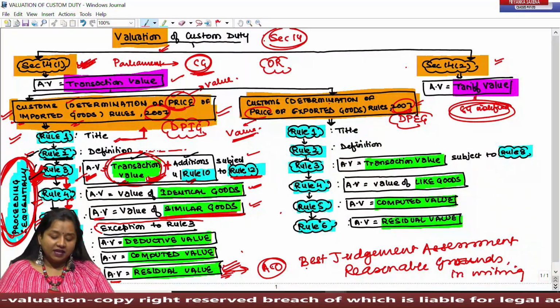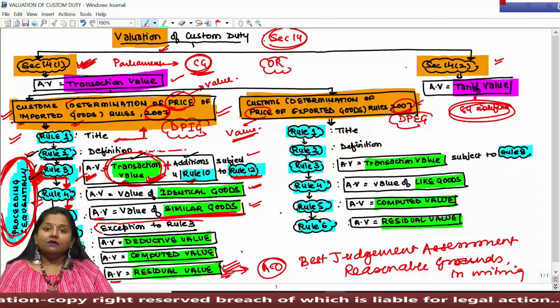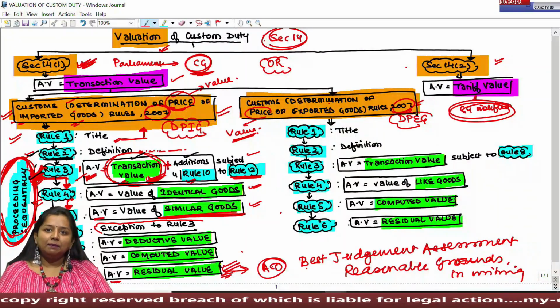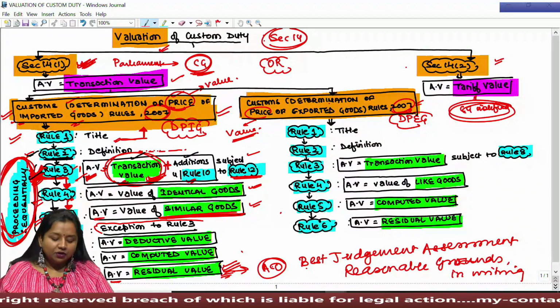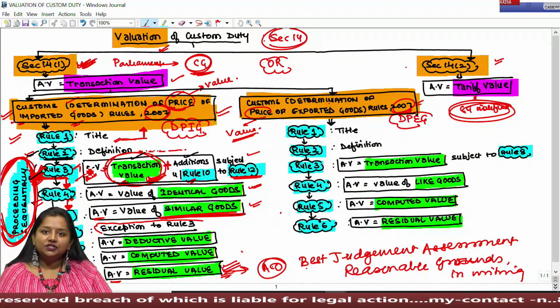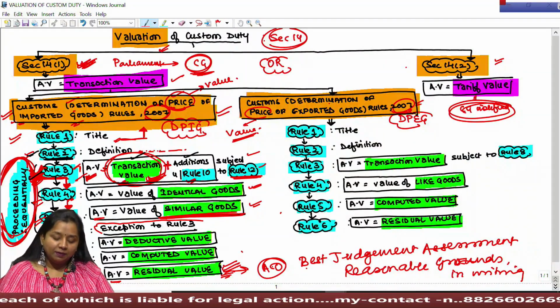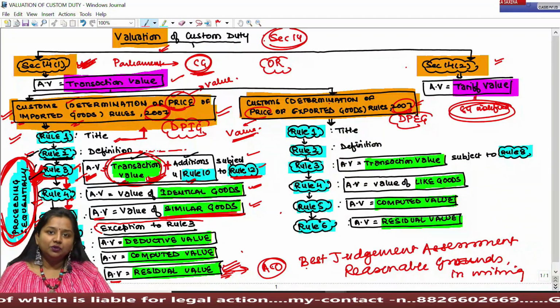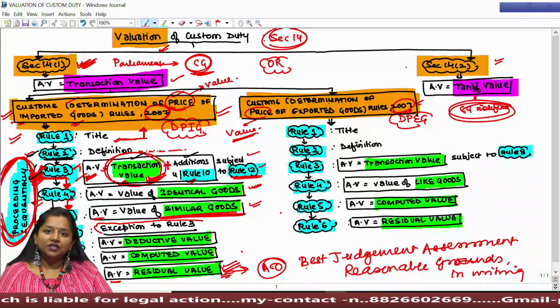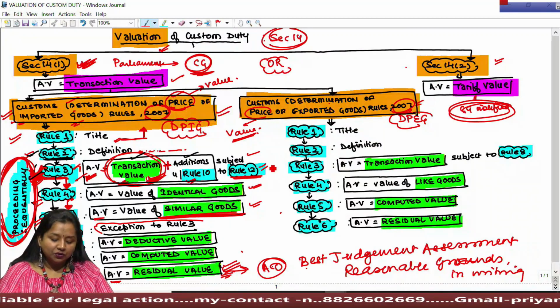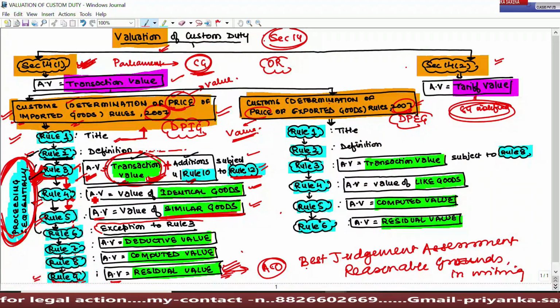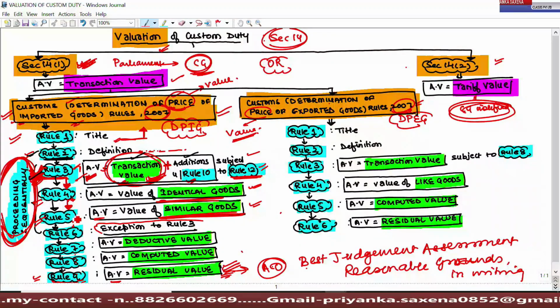So, in brief, we can conclude that under valuation rules, these rules shall be applied sequentially. First of all, rule 3 shall be applied only if all the conditions under rule 3(2) are satisfied, subject to rule 12. If rule 3 cannot be applied because either the conditions under rule 3(2) are not met or the value has been rejected by the assessing officer under rule 12, then by proceeding sequentially under rule 4, the value of identical goods shall be taken as the assessable value. If identical goods do not exist, then by proceeding sequentially, the value of similar goods shall be considered as AV.